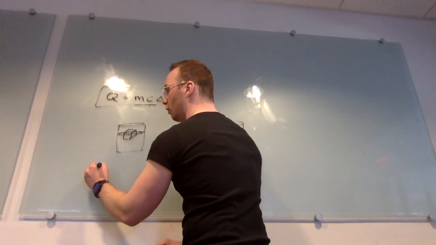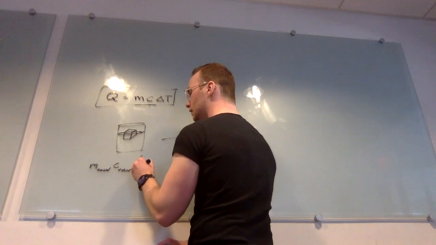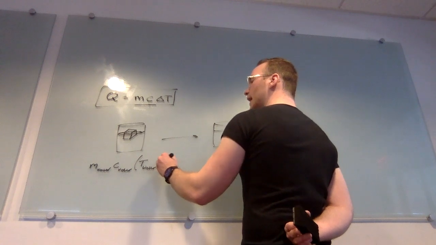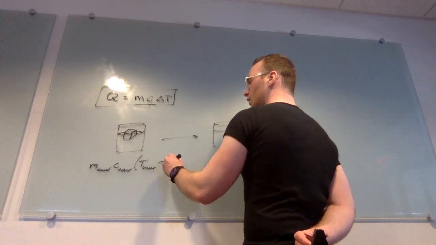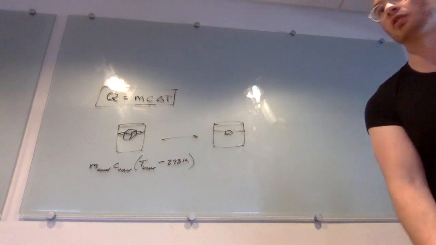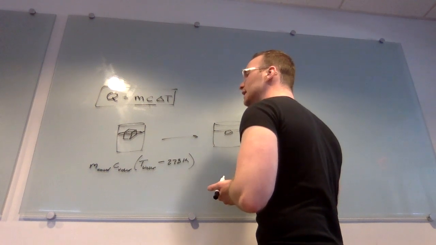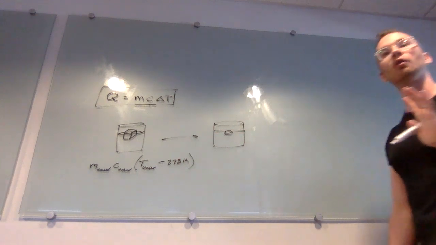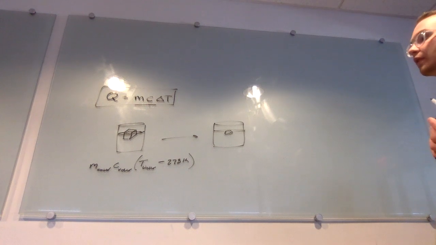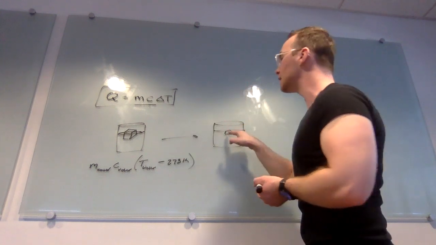So we have M of water, C of water, and then the initial temperature of the water. It's kind of annoying that I'm not using numbers, but minus 273 Kelvin, because this is supposed to be 0 degrees, the freezing point. That's how much heat is given off by the water. The water cannot give off any more heat than that because it can't cool any further.